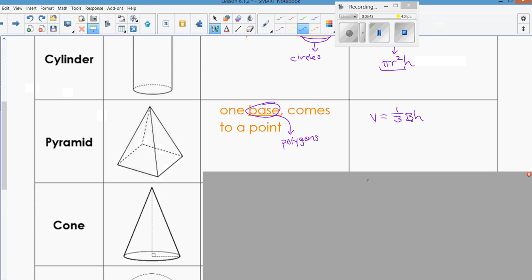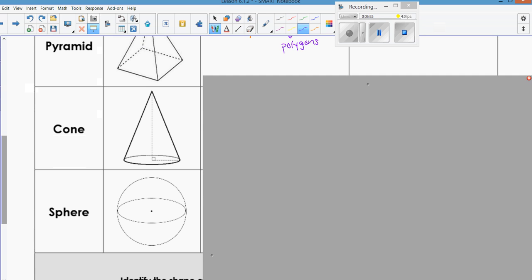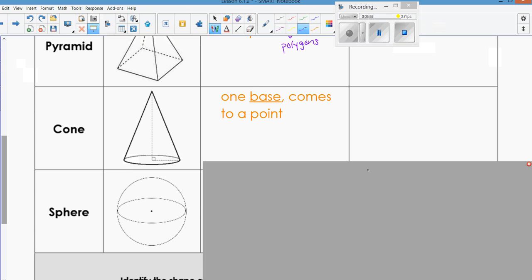So again, that area of the base could be a triangle, could be a rectangle, could be a square, could be a polygon, in which case this right here would be a different formula for each of those. A cone is very similar. It has one base as well, but in order to be a cone, that base will always be a circle, and then it comes to a point as well.